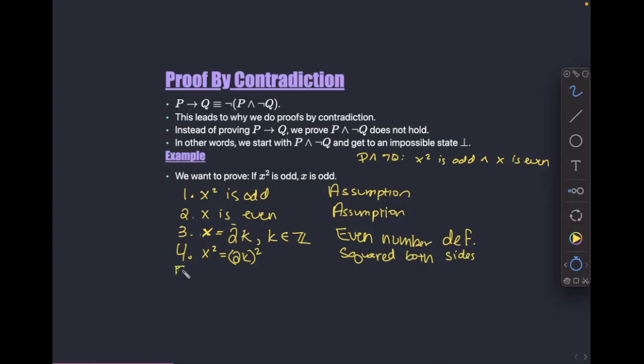And then now that I did that, I can simplify a little bit. I can say that X squared equals 4K squared. And then I actually want to pull this 2 out. So I'm going to say X squared equals 2 times 2K squared. So I'll just write simplification for those 2 lines.